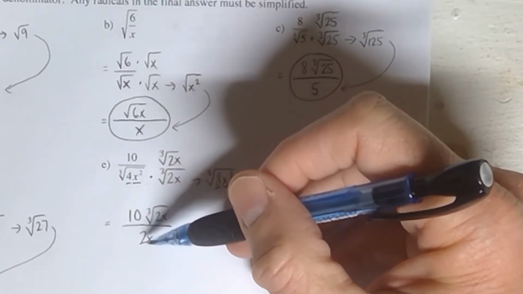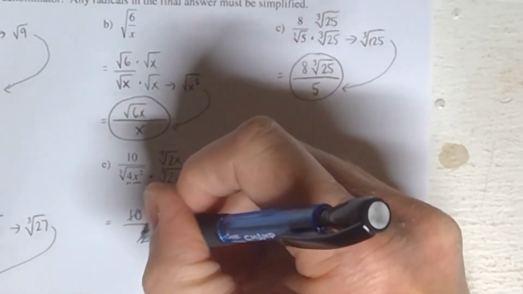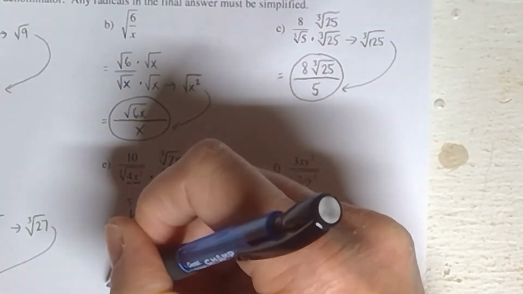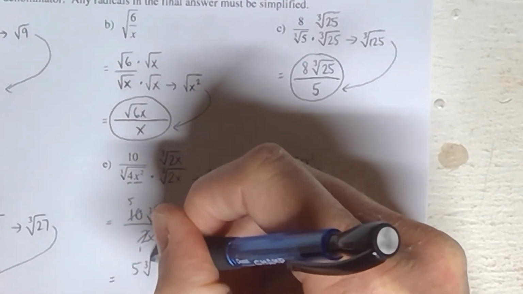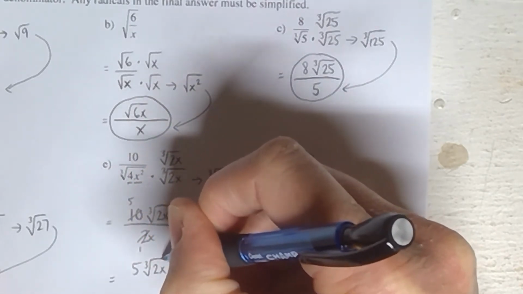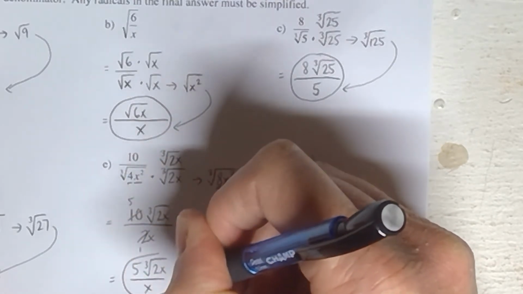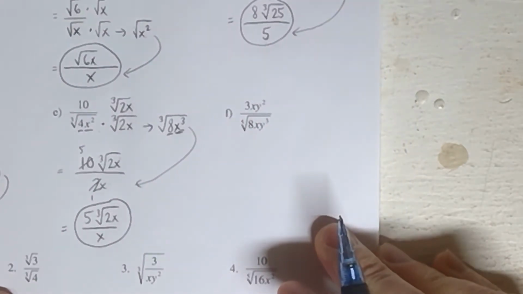If you had 10 divided by 2x, how would you cancel that? You just do it the same way. You cancel the 10 and the 2, you get 5 and 1. And so the final answer is going to be 5 cube root of 2x over just x now. The 10 and the 2 reduced. And there you go. All right.